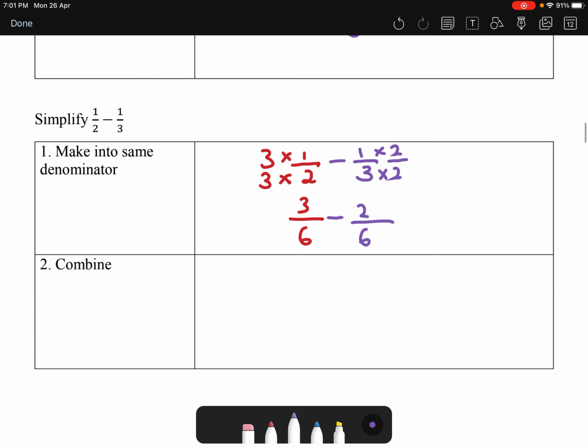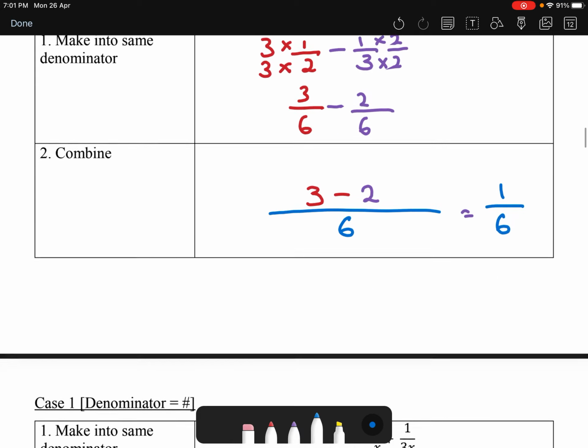So now I have completed my first step. The second step, I must combine them together. The purpose of making them into the same denominator is to combine them together. That's the rationale. So combine them together, draw one long line with a 6 here. At the top, you put 3 minus 2. So 3 minus 2 is just 1. 1 over 6. So this is how we simplify fractions without any algebra.